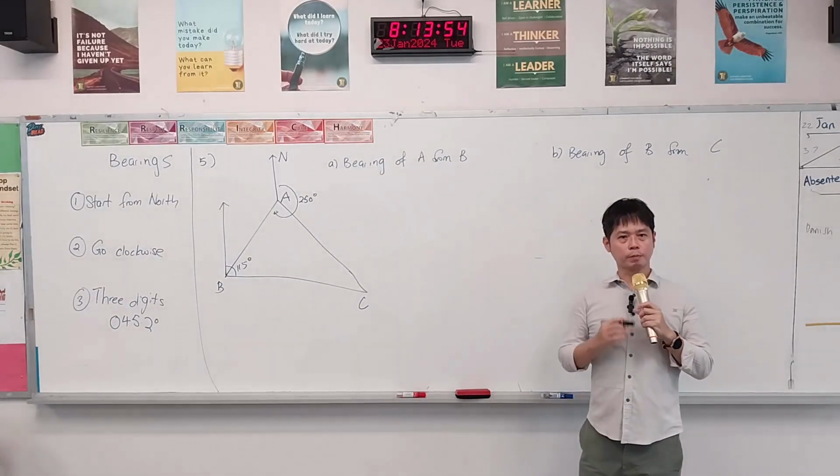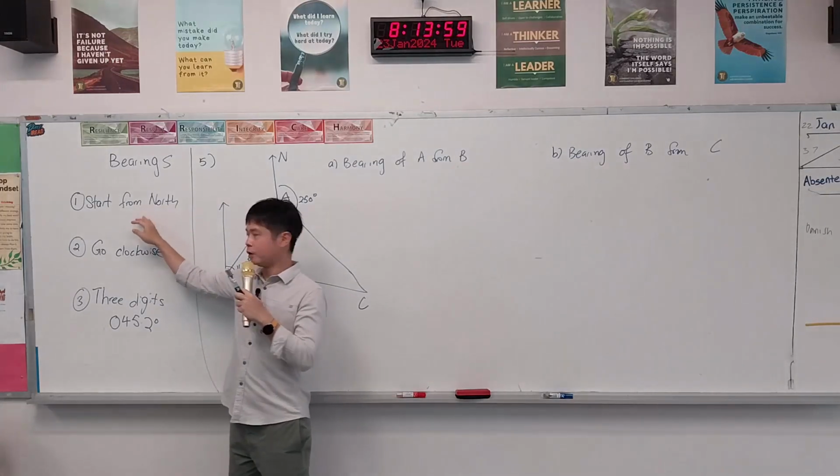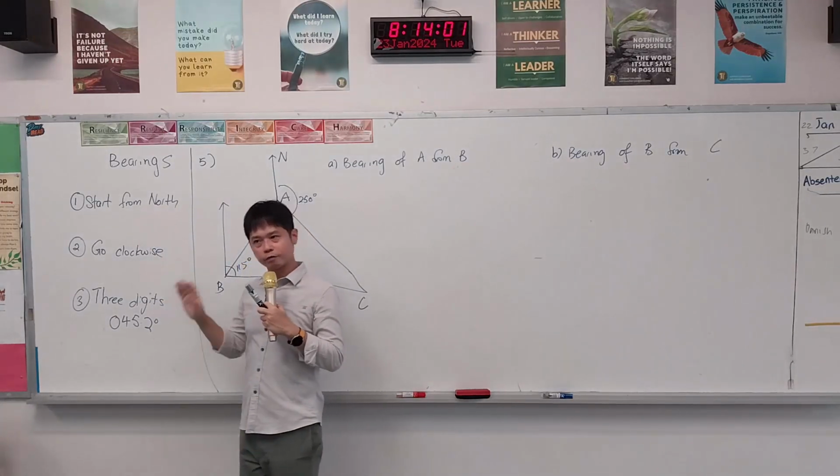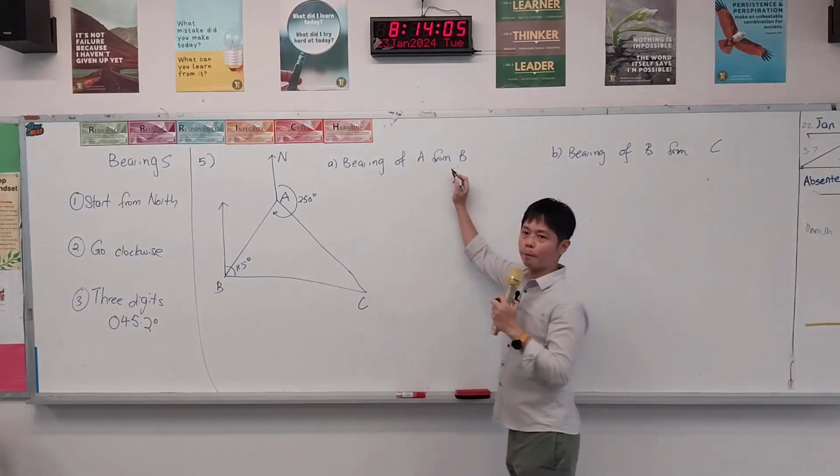Okay, let's solve 2 questions of bearings today. So 3 things to remember. We always start from the north line. We go clockwise, and at the end of the day, you have to check that there are 3 digits. So the first question is bearing of A from B.